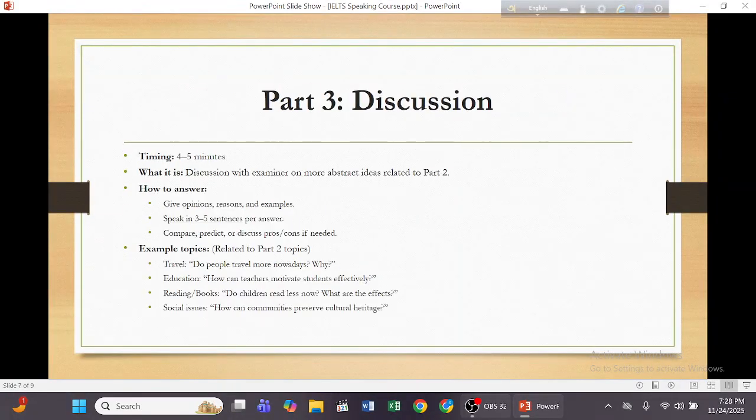Now we are moving to our next slide, which is a discussion with follow-up questions. Based on your cue card, the examiner will ask you some questions, and it takes almost 4 to 5 minutes. This is completely the opposite type of question from part one. For part one, I would say they ask you very short questions and you cannot speak more than 20 seconds, but for part three it takes almost 40 to 60 seconds. That means you can speak for 1 minute.